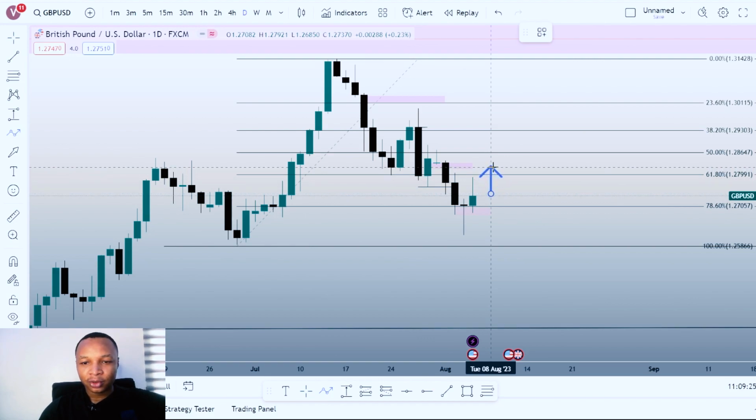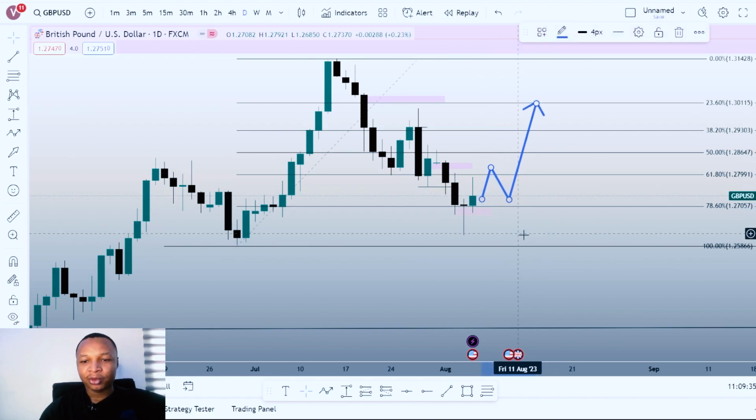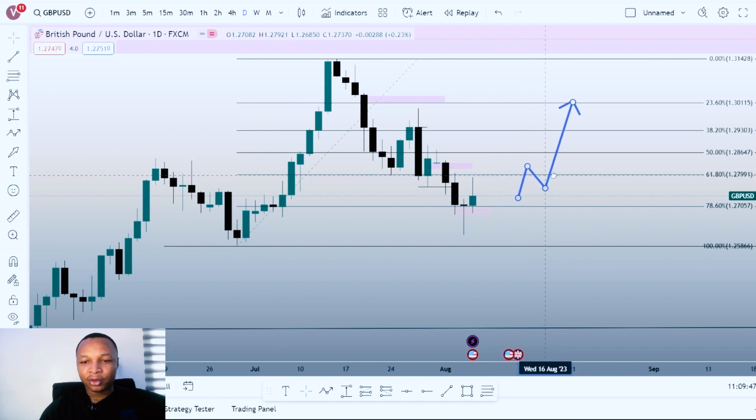I want to trade into this fair value gap, retrace a little below, and then continue upwards. This is what I expect of GBPUSD going into next week. Something like this. You can take screenshots of this so that when we come next week, we're going to see how GBPUSD plays out.